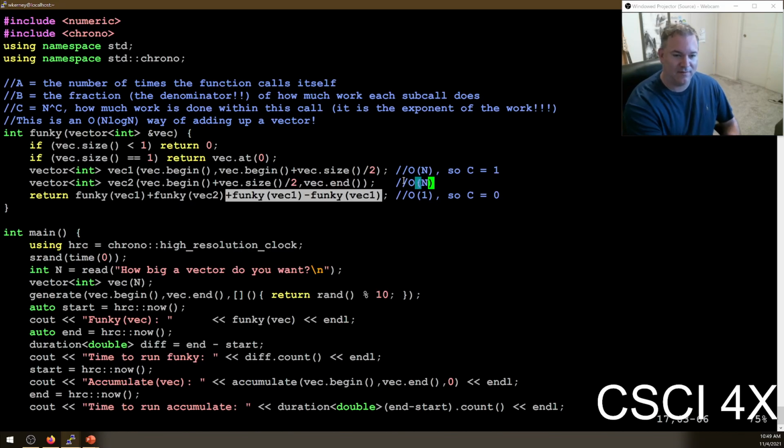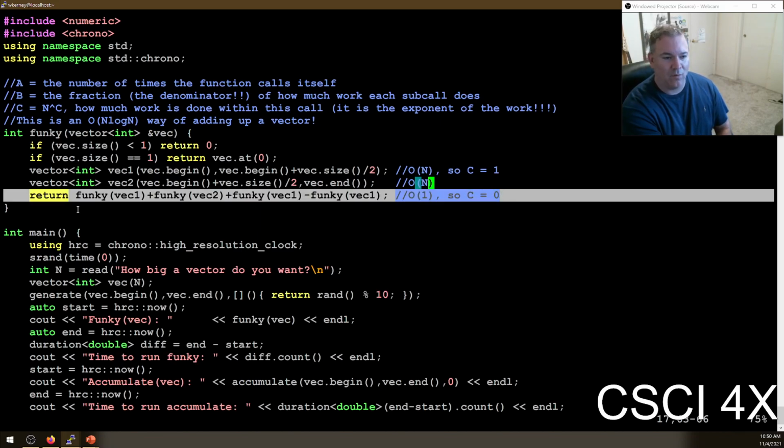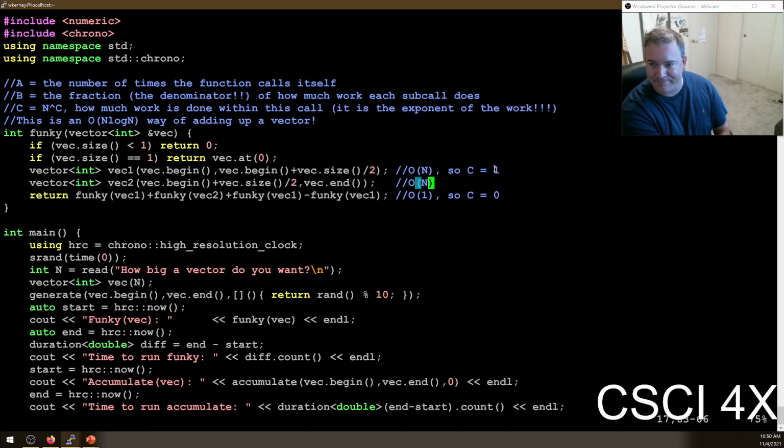But the reason why this line here is still order 1 is because we're just counting how much work we're doing at this level. At this level, we're doing 3 adds. And 3 adds is order 1. So all the work is being done in the subcalls, but at this level, it's order 1. So what is the running time of this algorithm now, assuming the optimizer doesn't see through my ploy here?